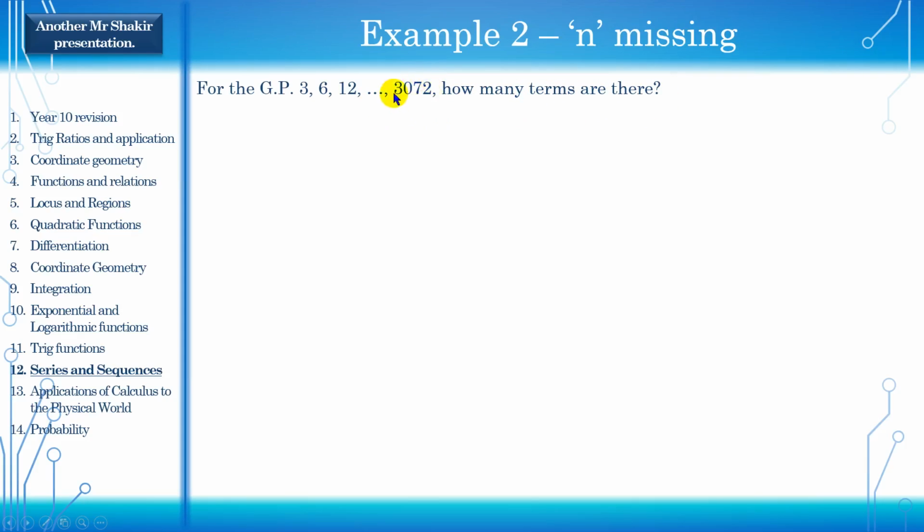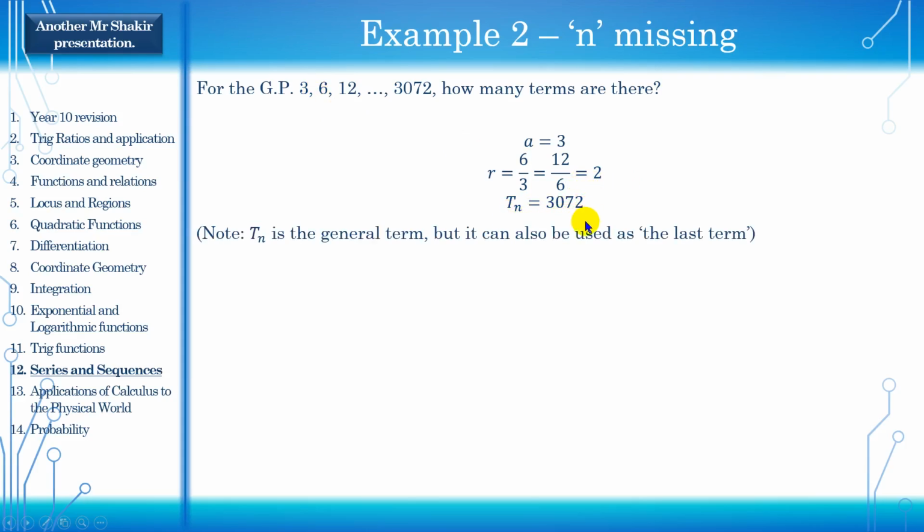Or in other words, 3072, what term is that within the sequence? Well, we know a is 3, and we know r is 2, because 6 divided by 3 is 2, 12 divided by 6 is 2. So ar to the n minus 1, the nth term is 3072. Now, let's write down the formula for the nth term, right? The nth term formula is 3 times 2 to the power of n minus 1, ar to the n minus 1, and we know that's equal to 3072.